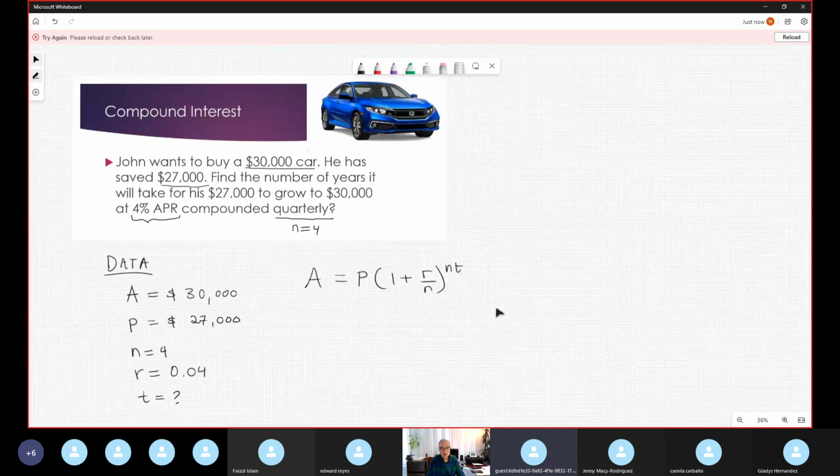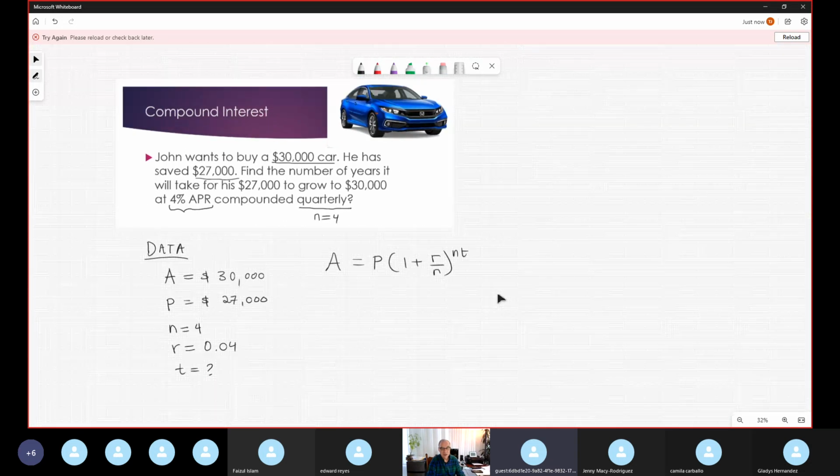Algebra. I recommend you do not isolate the literal equation. No. You plug in. A is 30,000. P is 27,000. The things you know, you replace by numerical values. Parenthesis 1 plus 0.04 divided by n, which is 4, and raised to the nt, which is 4t.